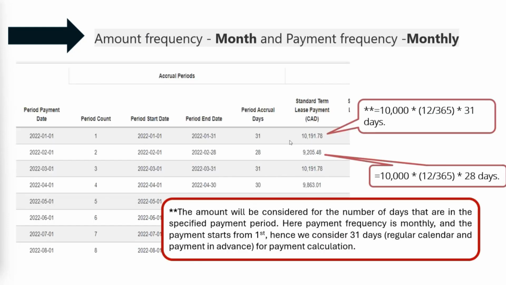Here we can see the first payment is for 31 days. We calculate the total amount for 365 days first, and then we calculate the amount for 31 days. So this 10,000 multiplied by 12 divided by 365 gives the rate per day, and then it is multiplied by the 31 days. The second payment is for 28 days, since February has 28 days over here. So we have the payment calculation as 10,000 into 12 divided by 365 to get the per day amount, and then multiplied by 28 days.